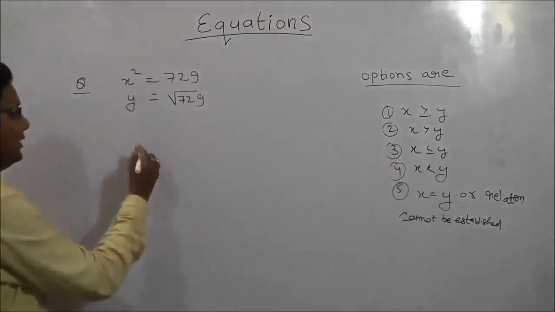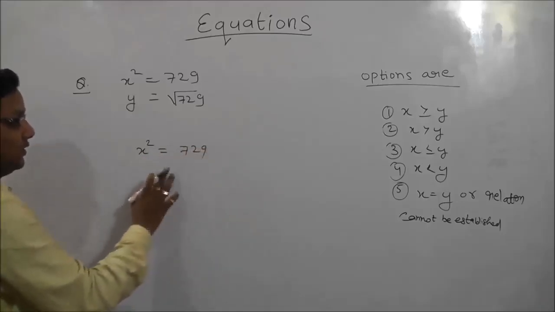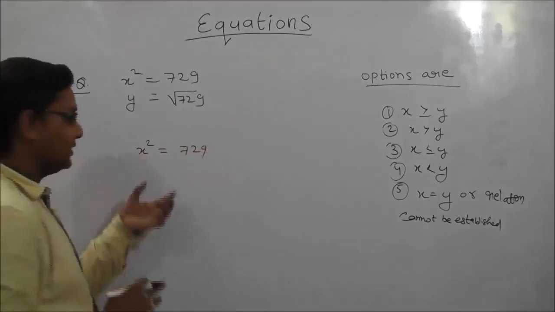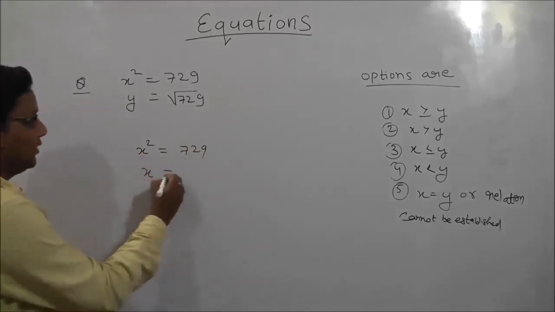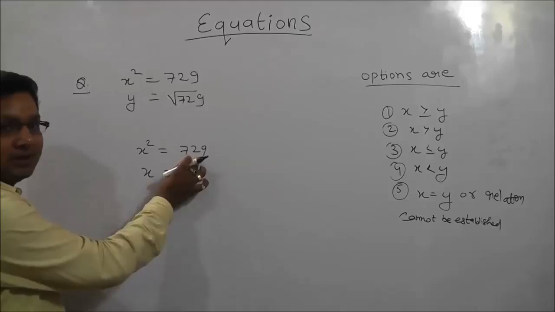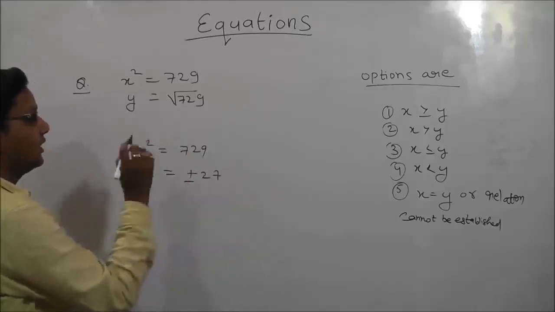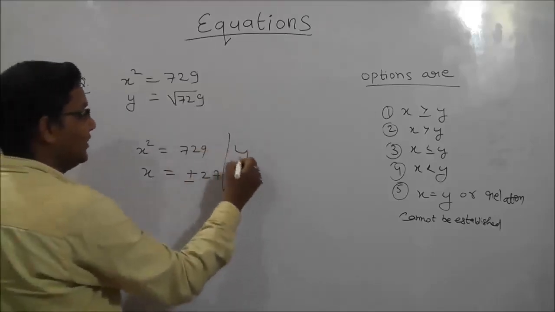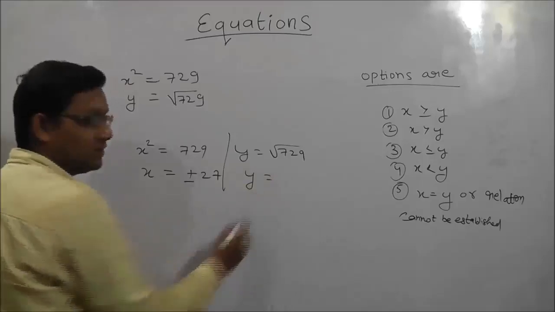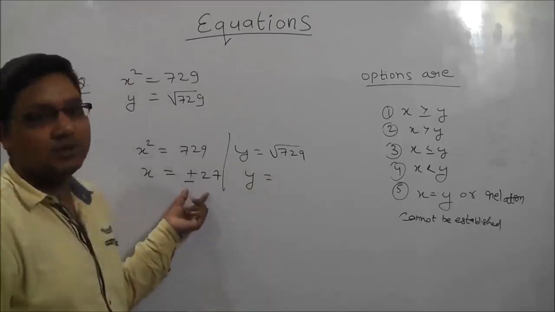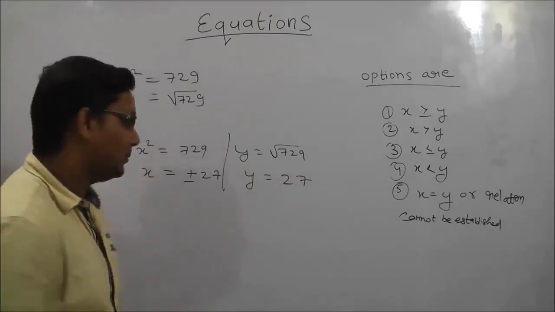See, the first equation is x square equals 729. Okay, so I have told in the previous session, if x square equals 729 is given, the answer will be, it is the square of how much? 27. So plus minus 27. And the second equation is y equals root over 729. So here the answer will not be plus minus 27, it will be only 27. This thing we have to keep in mind.